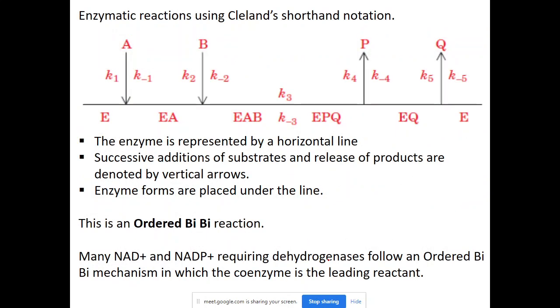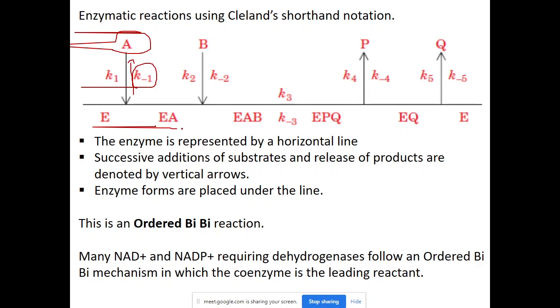So, Cleland shorthand notation. This explains how the different substrates come and bind and how different products leave. So you have the free enzyme, with the kinetic constant K1, the substrate A comes and binds, and you have an equal chance of the reversible reaction. With the kinetic constant K minus 1, it can fall back after binding; EA formation may also lead to the reverse reaction of E plus A with the kinetic constant K minus 1.